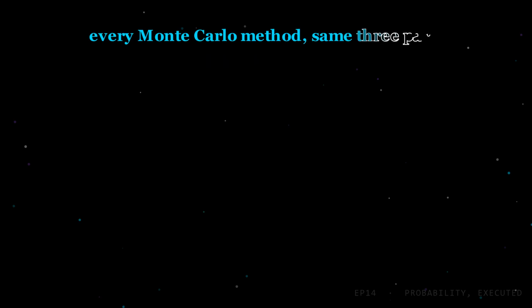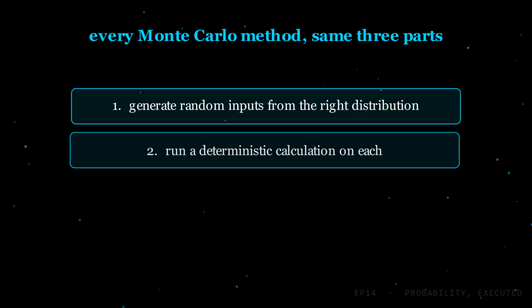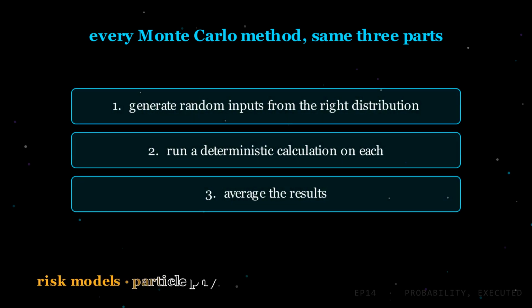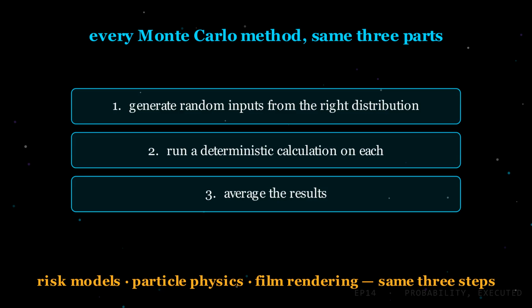Every Monte Carlo method, no matter how sophisticated it looks, has the same 3 parts. 1. A way to generate random inputs from the right distribution. 2. A deterministic calculation you run on each one. 3. An average over all the results. That's it. Financial risk models, particle physics simulations, rendering engines in film. Same 3 steps, wearing different clothes.